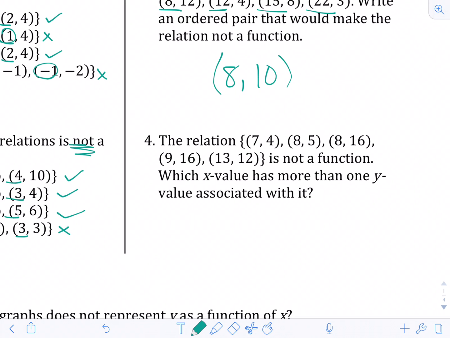Number 4, the relation 7, 4, 8, 5, 8, 16, 9, 16, 13, 12 is not a function. Which x value has more than one y value associated with it? That would be right here at 8. That's the reason why it is not a function.